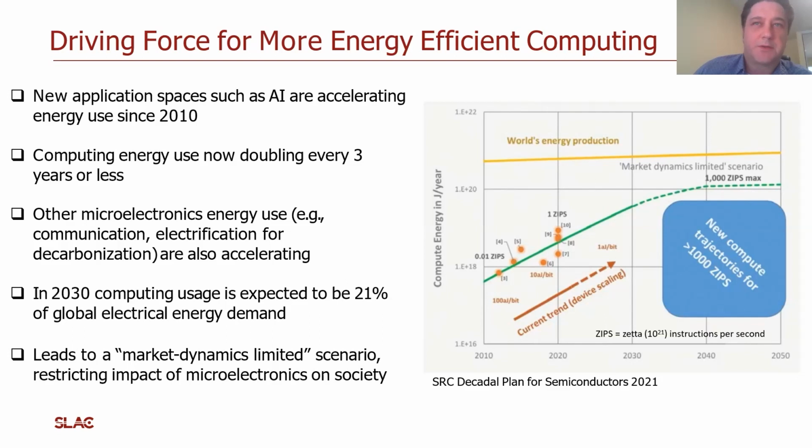Other microelectronics energy use, such as communication and electrification for decarbonization, are also accelerating. By the year 2030, computing usage is expected to be 21% of global electrical energy demand, leading to a power-limited scenario, as energy is needed to power other societal infrastructure. This will restrict the impact of microelectronics on society with serious consequences for national security and scientific advancements. Innovations across the computing stack, from new materials and devices to circuits, architectures, and algorithms, will be needed to circumvent this pending energy crisis in computing. Next slide, please.